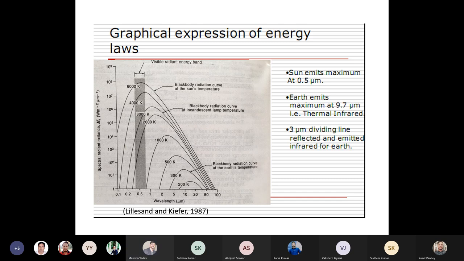So in this radiated curve, at 9.7 micrometer, we get a maxima, at T equal to 300 degree Kelvin. That is for the Earth. When we design our sensor at 9.7 micrometer, and if it is a thermal sensor, then what will be the path length? Thermal sensor means the sensor is designed to sense the radiated component.